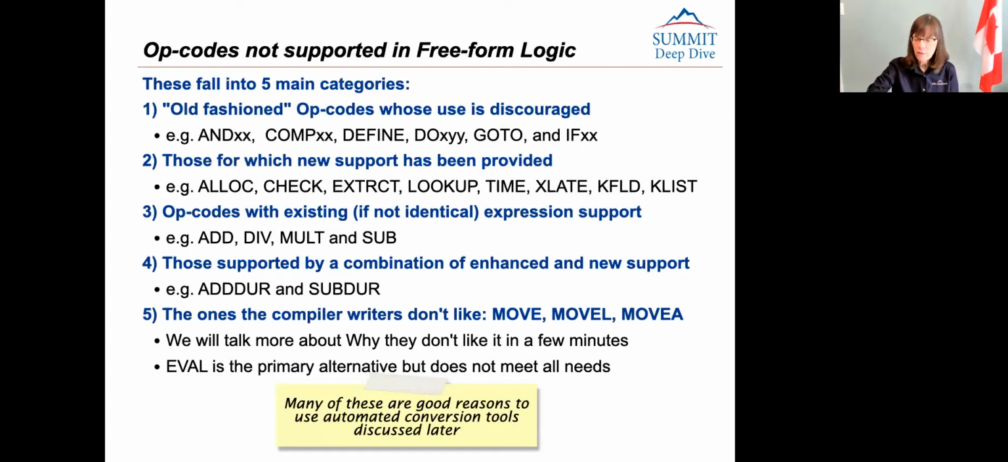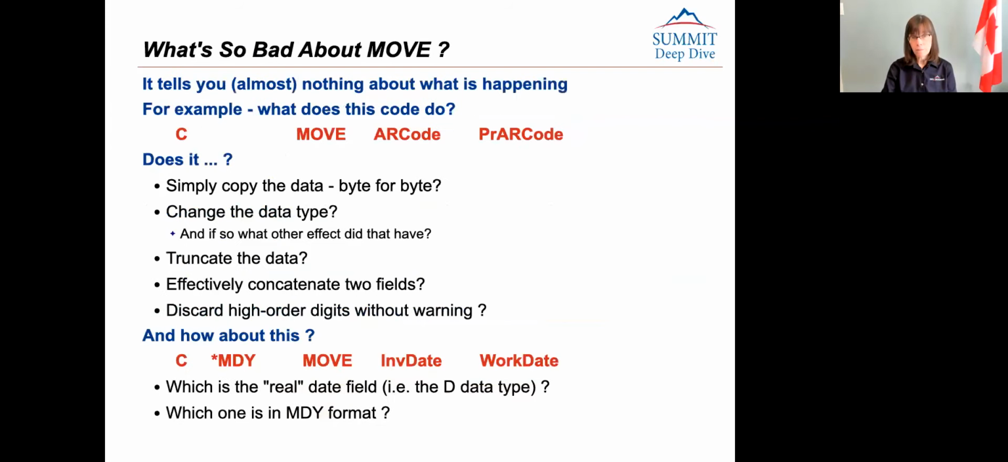So the kinds of opcodes that are not supported in free format logic are the old-fashioned ones, like the things with EQ and GT and all that kind of stuff on the end, and GOTO, heaven forbid. Ones where new support is provided, where existing support, even if it's not 100% identical, is provided with expressions, a combination of enhanced and new support, and the ones that compiler writers don't like. Maybe that's not the best way to say it, but let's face it, they saw a chance to get rid of something that really didn't work well in the language. And so that's what happened with MOVEL and MOVEA.